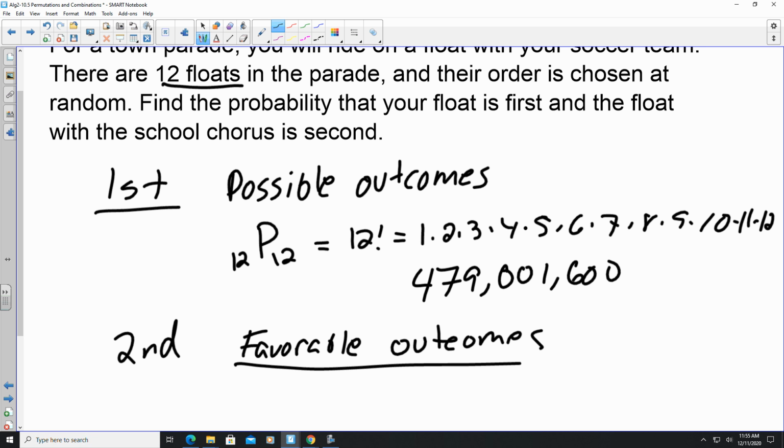There are a bunch of favorable outcomes because what we need to figure out is when your float, the soccer team, is first and the school chorus is second. That leaves us with 10 other floats, which we don't know the arrangements of, but we certainly don't care where they are. All we care about is us being first and the chorus group being second.